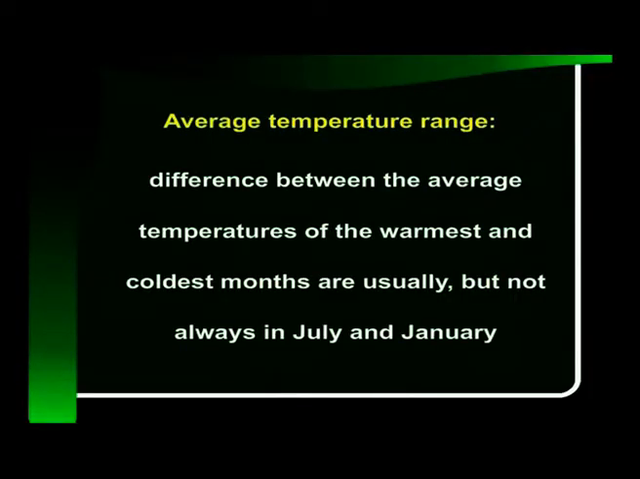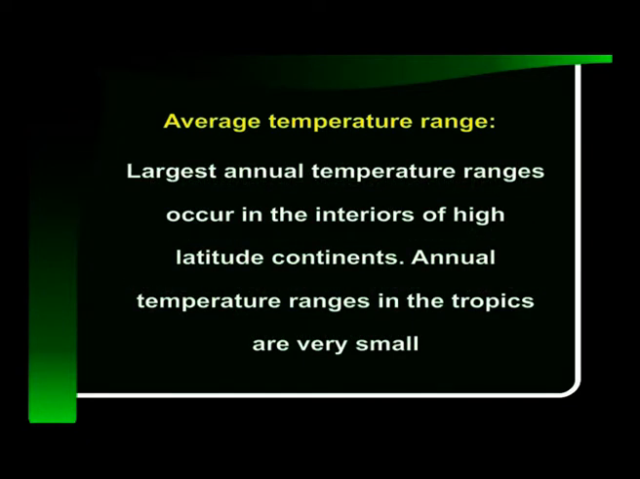Now let us see the average temperature range. The difference between the average temperatures of the warmest and coldest months, usually, but not always, in July and January. The largest annual temperature ranges occur in the interiors of high-latitude continents. Annual temperature ranges in the tropics are very small.